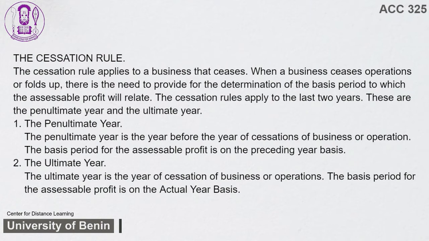The cessation rules apply to the last 2 years. These are the penultimate year and the ultimate year. 1. The penultimate year. The penultimate year is the year before the year of cessation of business or operation. The basis period for the assessable profit is on the preceding year basis. 2. The ultimate year. The ultimate year is the year of cessation of business or operations. The basis period for the assessable profit is on the actual year basis.